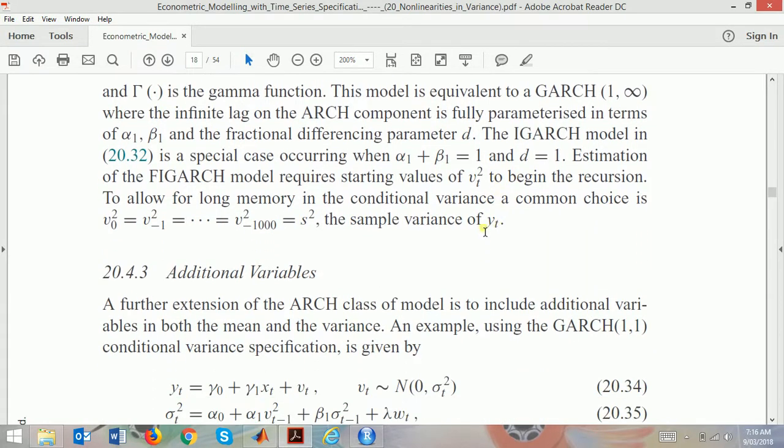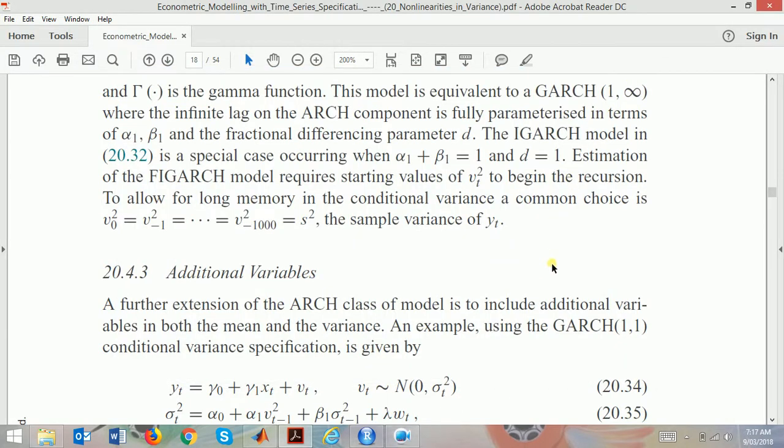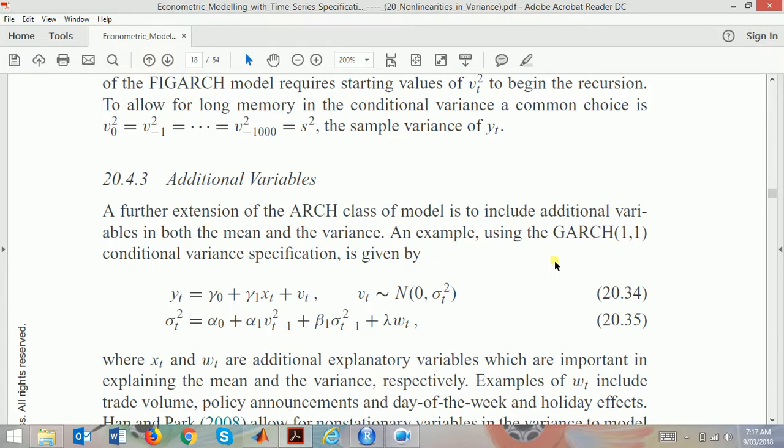Okay, so we were talking about phi-GARCH and additional variables. Now let's get back to our theoretical discussion. So what are the additional variables? A further extension of the GARCH class of models is to include an additional variable in both the mean and the variance.